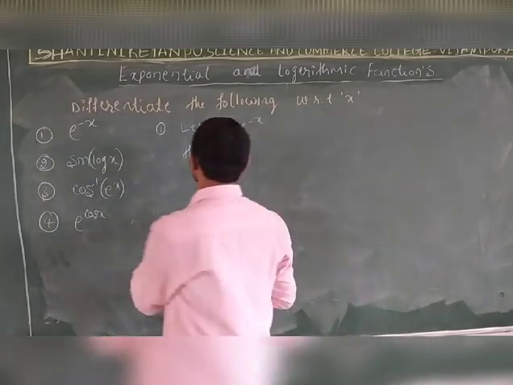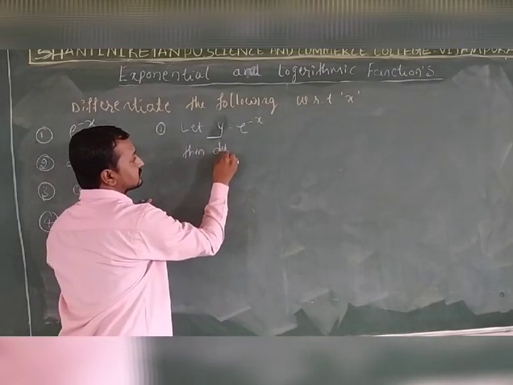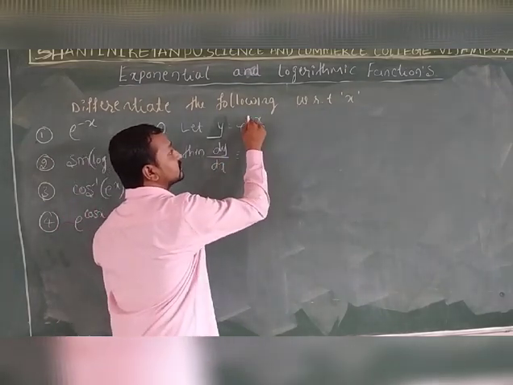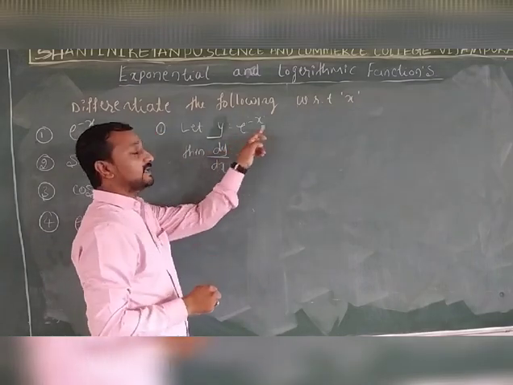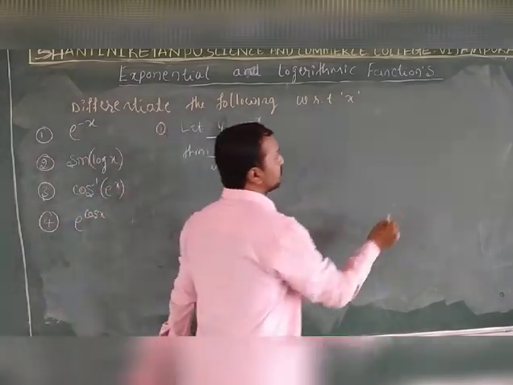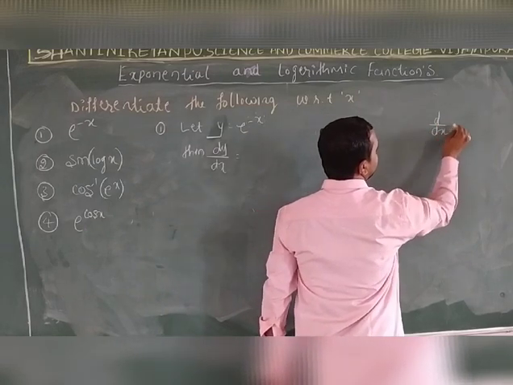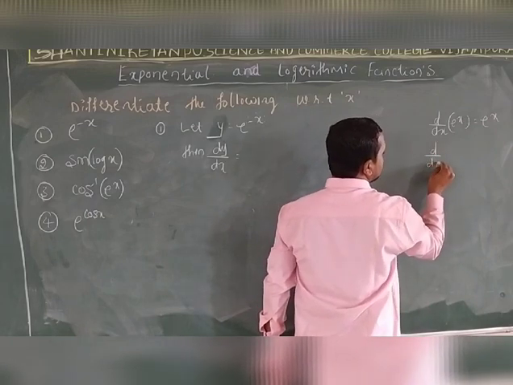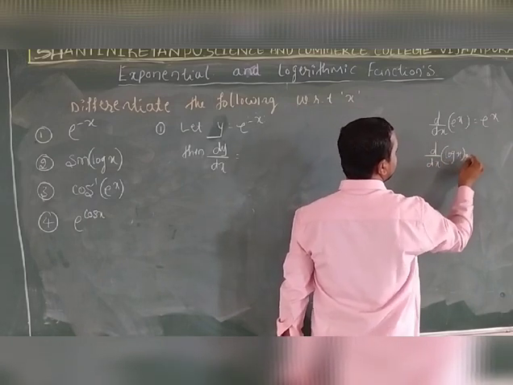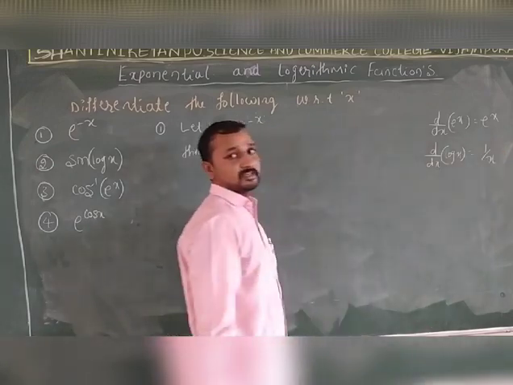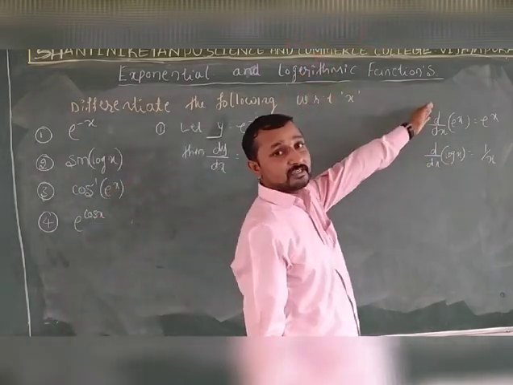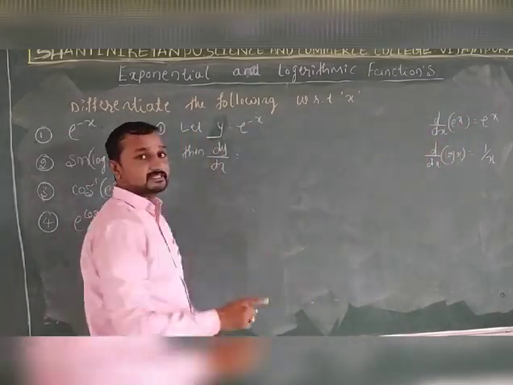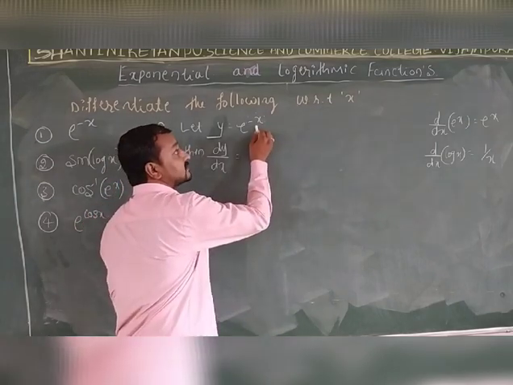Is that clear? So the derivative of y, dy by dx, is equal to, first of all, e raised to x form kept as it is. What is the derivative of e raised to x? We already know that d by dx of e raised to x is e raised to x, and d by dx of log x is 1 divided by x. These two can be proved using the first principle method of the derivative. So the derivative of e raised to x is e raised to x as it is, but this is not x, this is minus x.